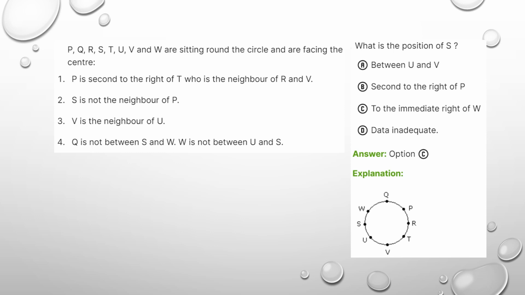Yes, imagine yourself facing towards the center of the table, being at P position, and extend your right hand side, second right. First right means from P, first right is R, second right is T. So it is a wrong option. And then you have C option as the immediate right of W. Yes, this is the right option, and you can choose option C as the right answer.